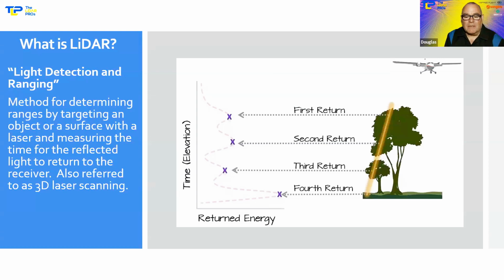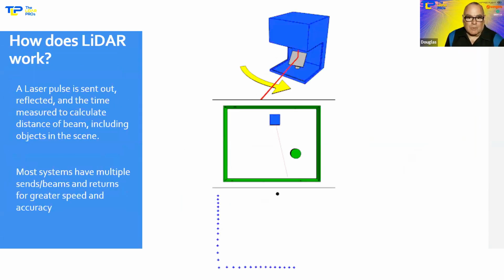So effectively, we're sending a beam from the air down to the ground. It strikes trees, the ground, other kinds of things, and then sends that beam back. And that time measurement, or that reflection, is what gives us our distance. So here's a fun little graphic that shows us how it works.